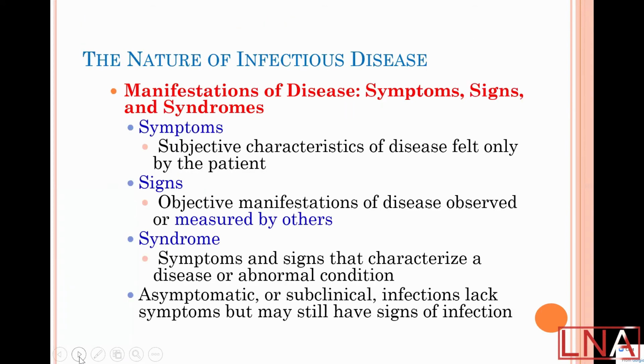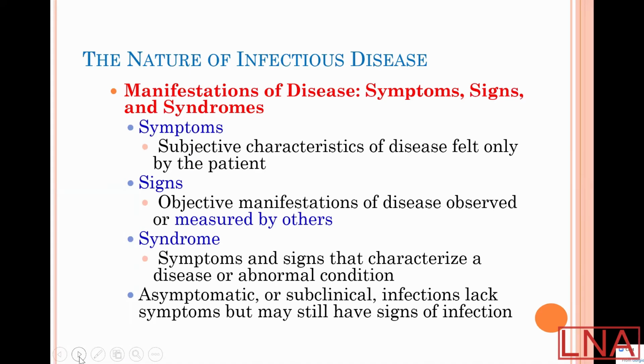So, the nature of infectious disease: we have to make clear some definitions. What are symptoms? Symptoms are subjective characteristics of disease felt only by the patient. For example, pain. Okay, you would say we can measure pain, but of course it's better to ask, how do you feel yourself? What kind of pain? Where is it?